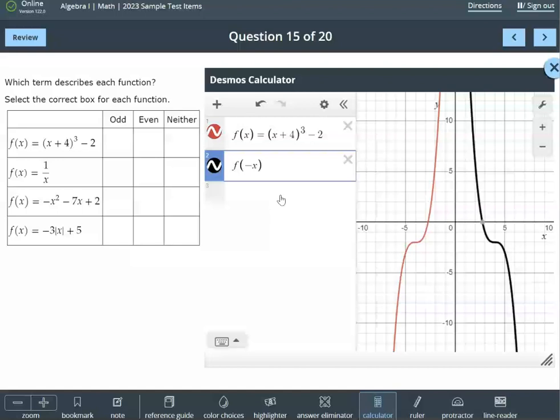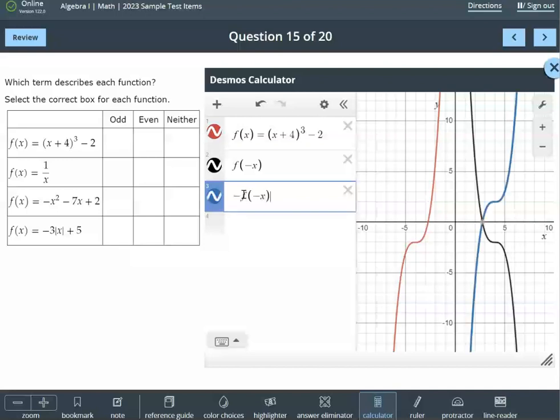So this is not even because, of course, the graph is not symmetric to the y-axis. So on the next row, I'm going to see if it's odd. One way to determine that is to put negative f of negative x. In other words, reflected over both the x-axis, which is what the negative x inside of the argument is, and reflected over the y-axis by putting a negative in the front. And that function is also not the same as the original red graph. So neither of these work. So I'm going to choose the box that says neither.